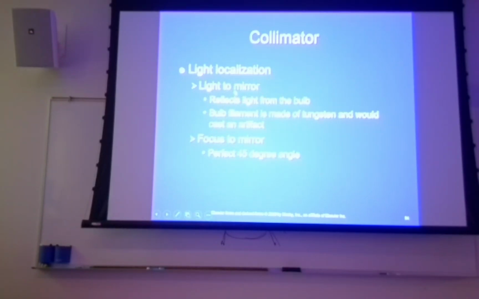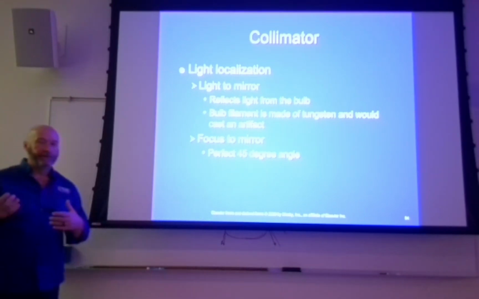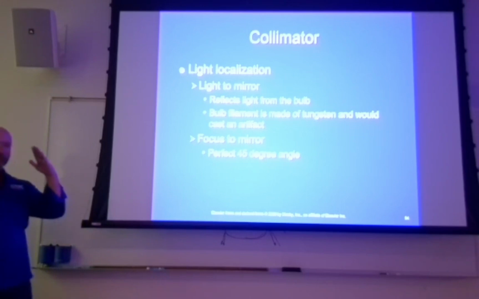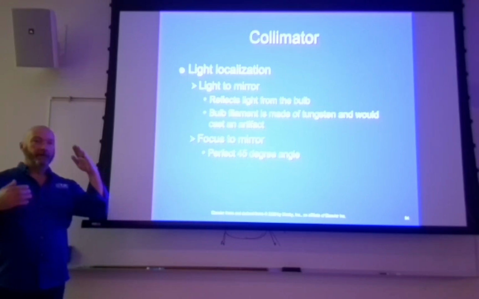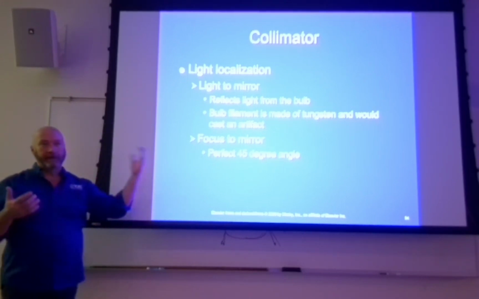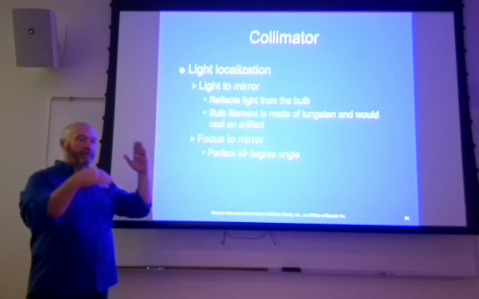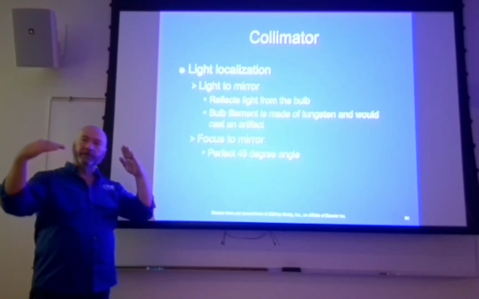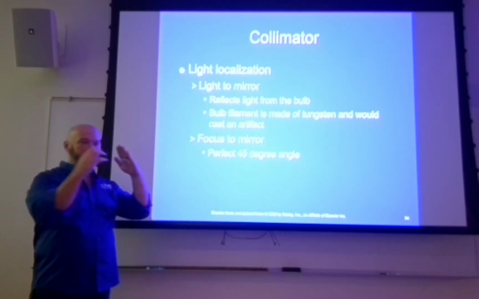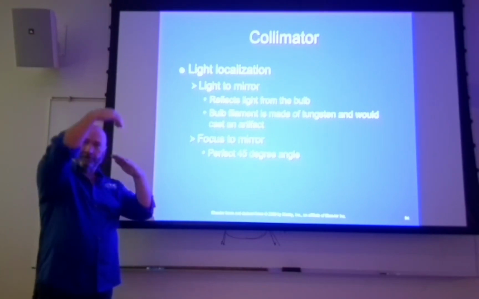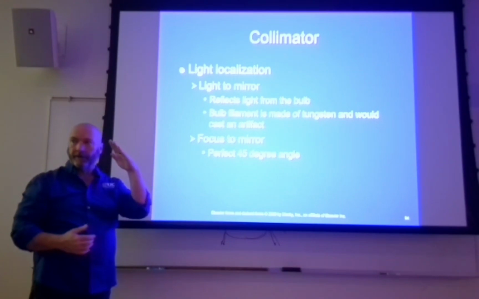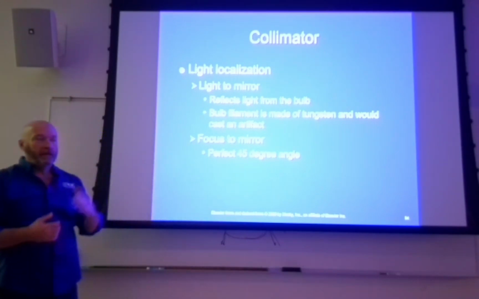Light localization, the purpose for the mirror, remember, is to reflect the X-ray beam. Remember also that the mirror is at a perfect 45-degree angle, right? So we're going to talk a little bit about QA on this. It's at a perfect 45-degree angle so that the light off to the side is reflective of the beam that's coming through the mirror, right?